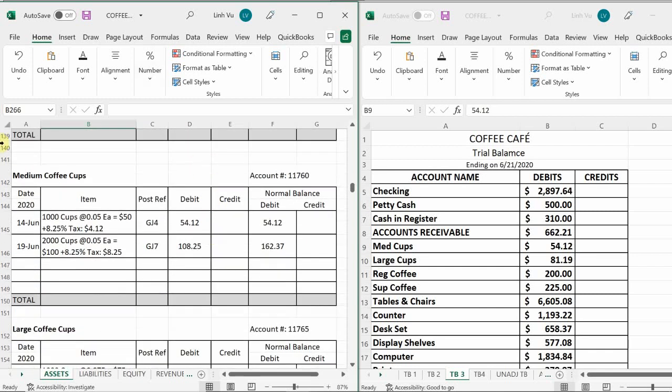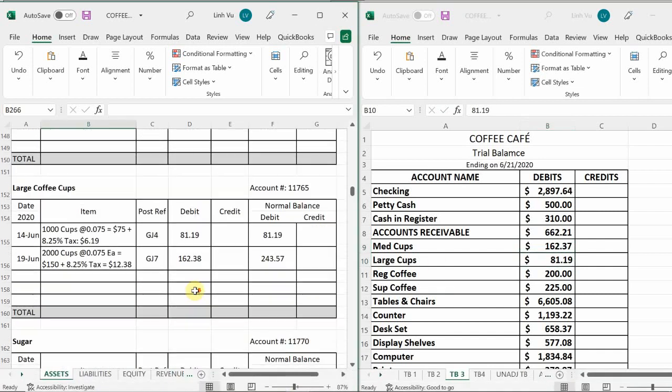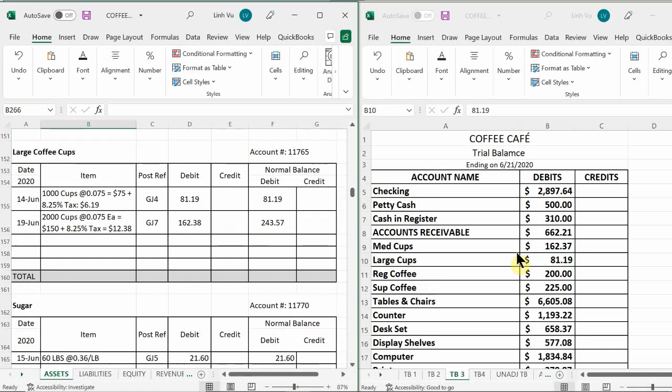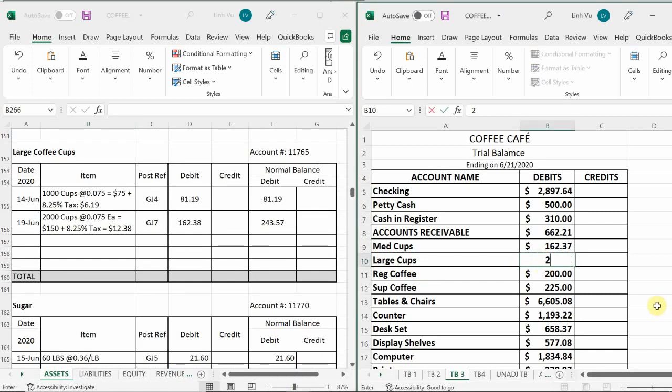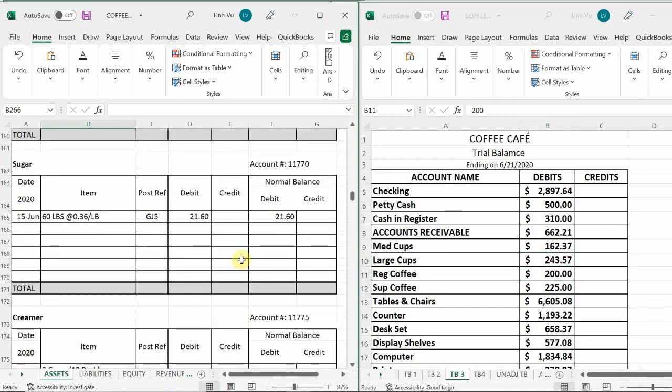Medium coffee cups. Did I make a change in my account balance in my medium coffee cups? Yes. What is it now? We have 162.37. Okay, good. What about my large cups? Large cups we have 243.57. Good. Okay.